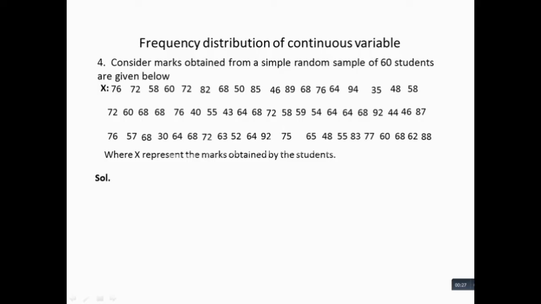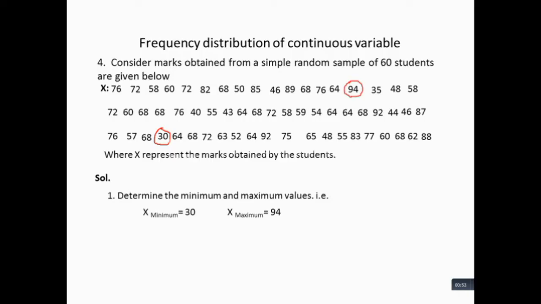The first step of the frequency distribution is to determine the minimum value and maximum value of the data. Now you can see that from the above data, 30 is the minimum value, which is represented by x minimum, and 94 is the maximum value of the data and is represented by x maximum. The second step is to find the range by subtracting the minimum value from the maximum value. So we have 64, which is the range of our data.